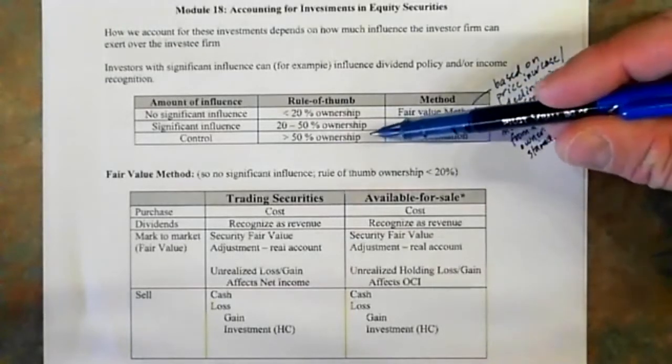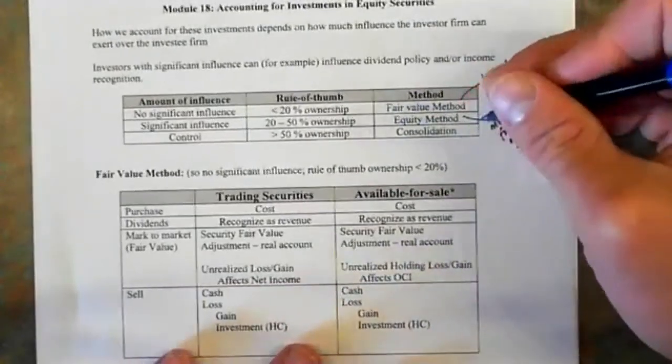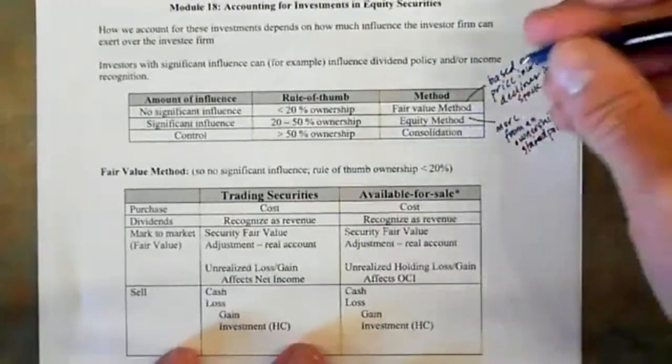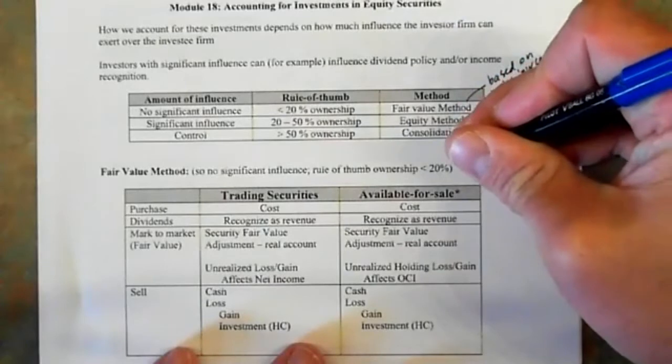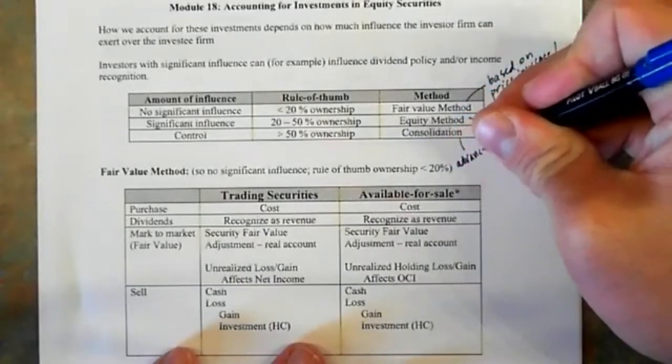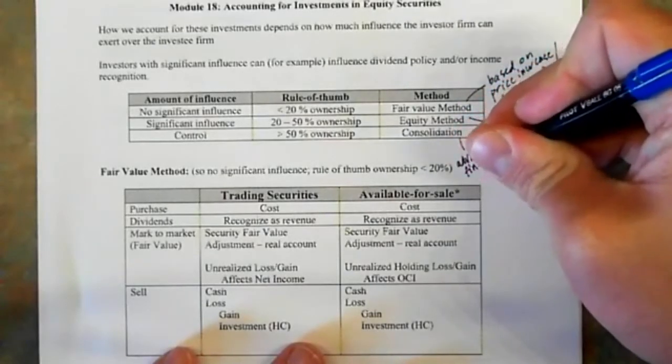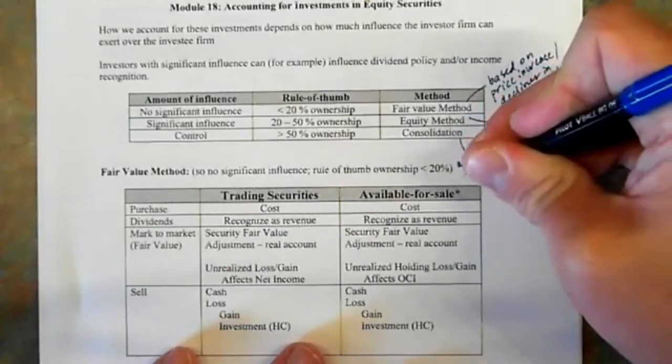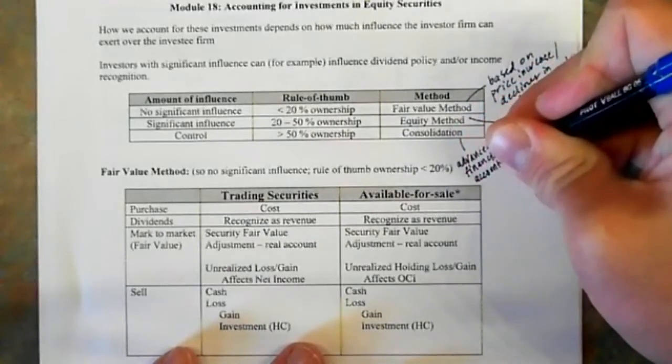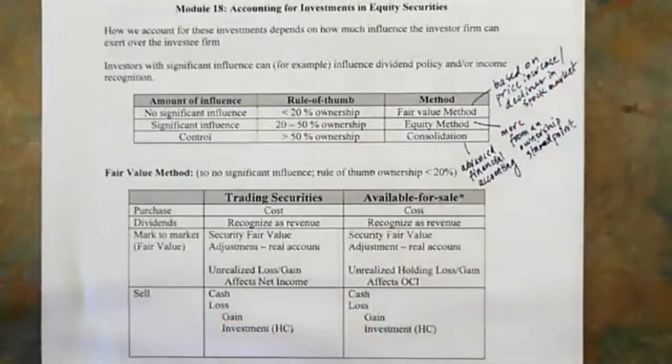Absolute control occurs when we have more than 50% ownership. That means we have to consolidate financial statements, and this is going to be a topic for advanced financial accounting. There's a good amount of information that goes along with what happens when one company acquires a majority ownership in another company, and we want to cover most of that in advanced accounting.